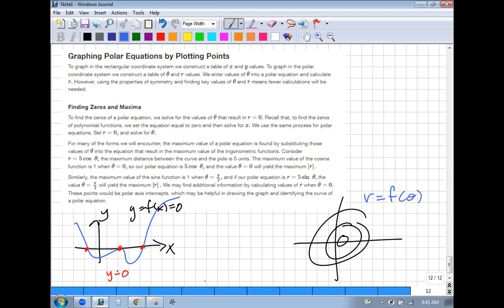So what would the zeros of these polar functions be? That's when r is 0. Where is r 0? Only at the origin. So with Cartesian, it's where the graph crosses the x-axis that is of interest. In polar, it's where the graph crosses the origin. So instead of this whole line of interest, we just have this one point of interest where r equals 0. There are lots of values of theta that could give us r equals 0.